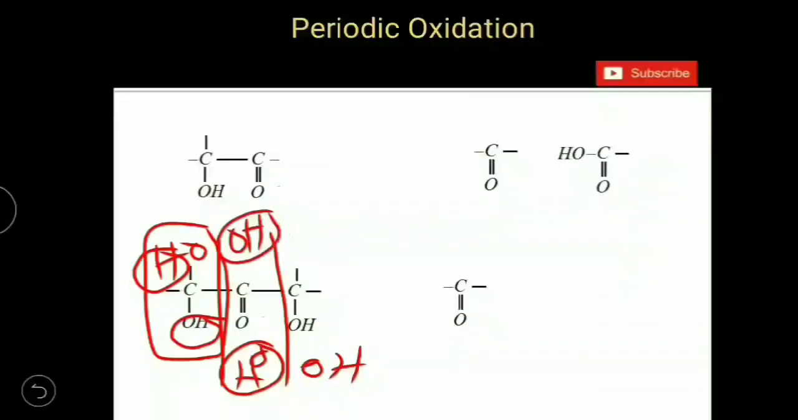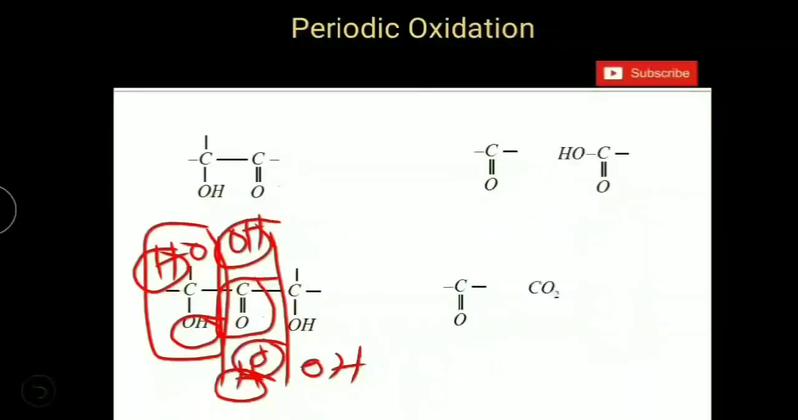So once again you will get an unstable compound. If more than one OH group is bonded to one carbon, you will get an unstable compound. So remove H2O from that. This OH is removed and this hydrogen is removed. So to this CO group, one oxygen will be added. It means you will get CO2, carbon dioxide. So when a ketone undergoes oxidation by periodic acid, you will get CO2.